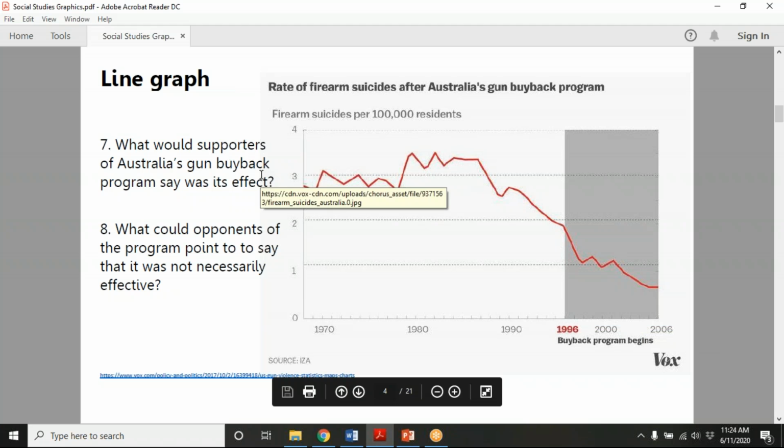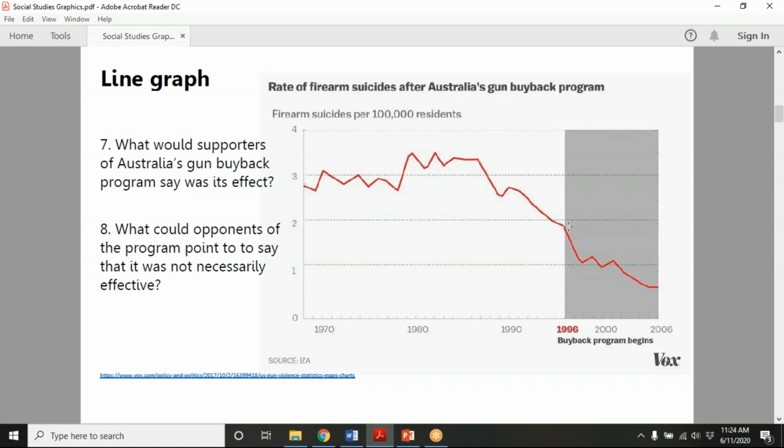Okay. So, number 7, what would supporters of Australia's gun buyback program say was its effect? It starts in 96. If you supported that gun buyback program, what would you say? What was its effect? That the suicide rates went down. Yes, so they started in 1996, buying back guns from people, and suicide rates go down. Okay, sounds good, looks good, I agree.